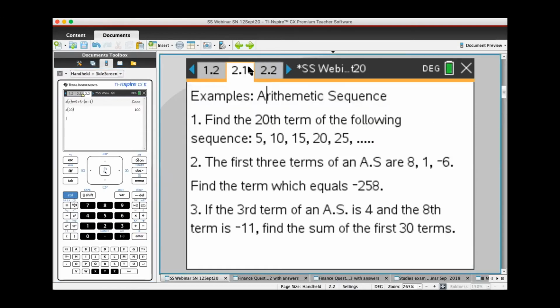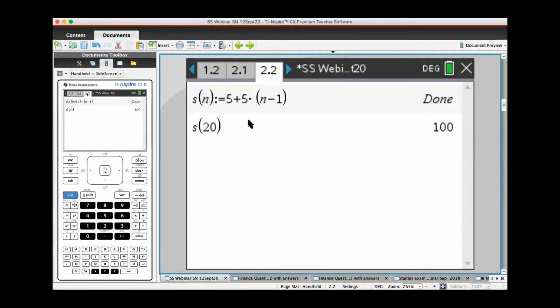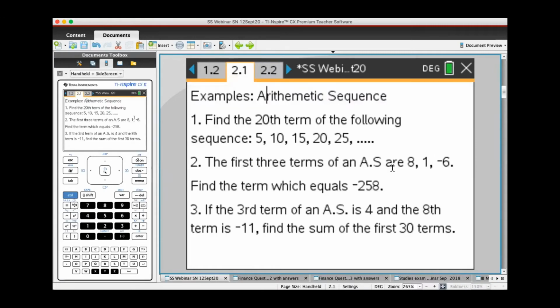Let us go to the second part. It says the first 3 terms of an arithmetic sequence are 8, 1, and negative 6, and find the term that equals negative 258, right? So examples like this can be really solved. So I'm going to use the same technique, and we're going to say, let me define this, all right? So if you see, the first term is 8, and the common difference is negative 7.